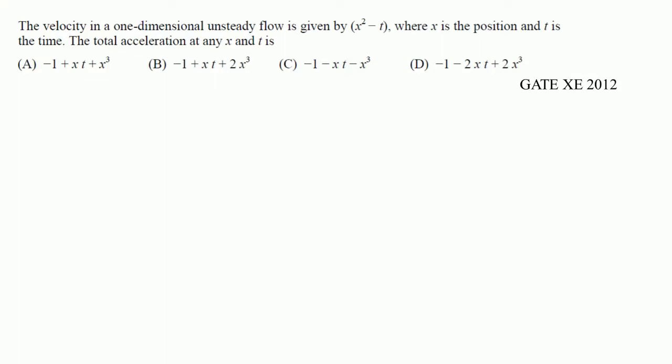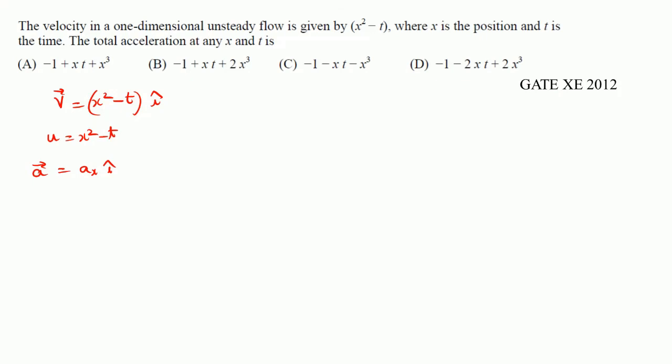Now here, one thing we have to understand is this. Velocity is equal to x square minus t, but what is the direction? Since it is one dimensional, I can take it as i. That means my u is equal to x square minus t. Since u is equal to x square minus t, the acceleration vector is equal to ax i, because I don't have any other component here, okay. ay cannot come, az cannot come, okay.